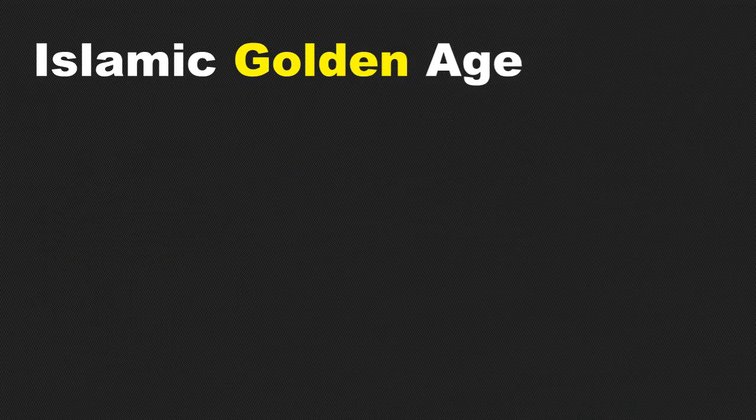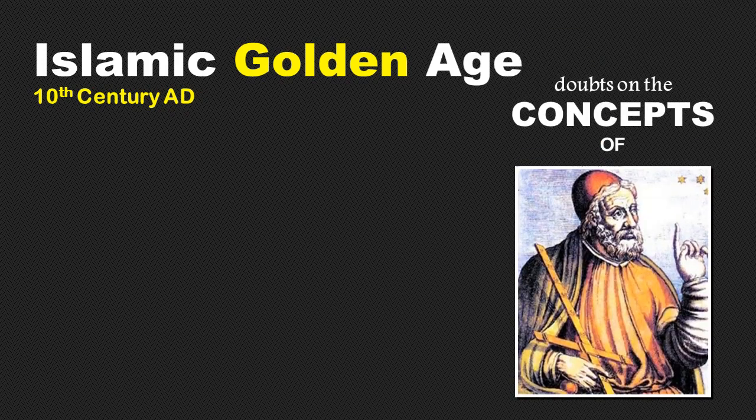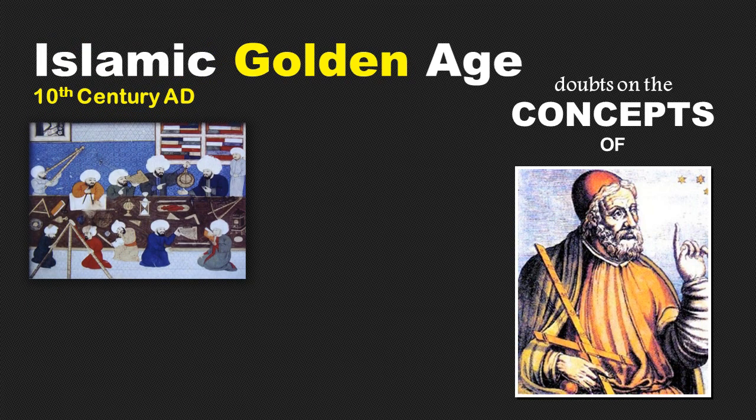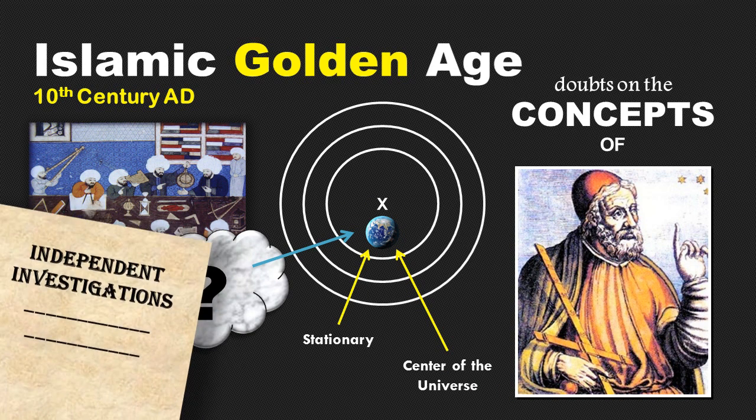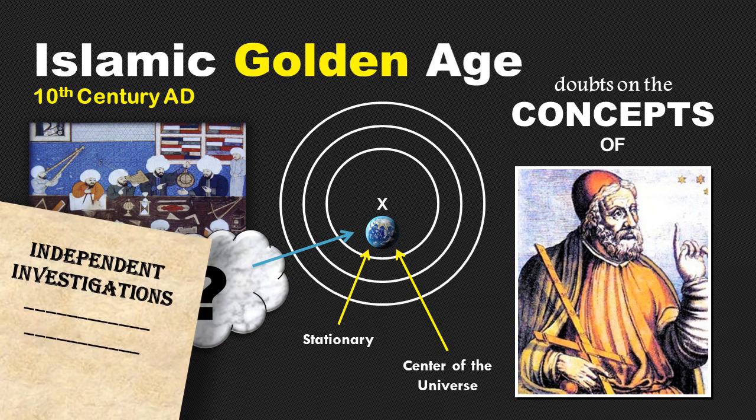After that, many texts appeared during the 10th century AD, where doubts about the concepts of Ptolemy started to show in this period. Many of the Muslim scholars questioned the stationary nature of the Earth and its location in the center of the universe. That was the reason why independent investigations concerning the Ptolemaic system became possible.